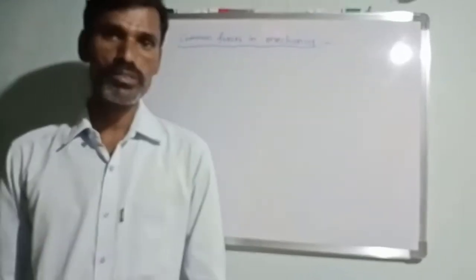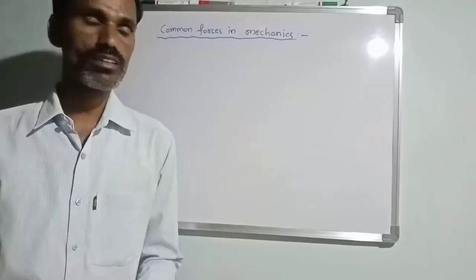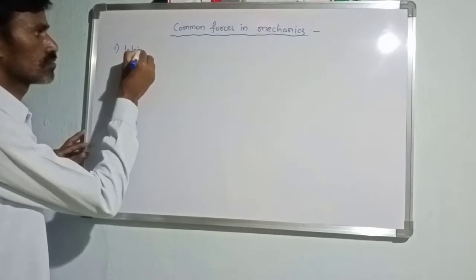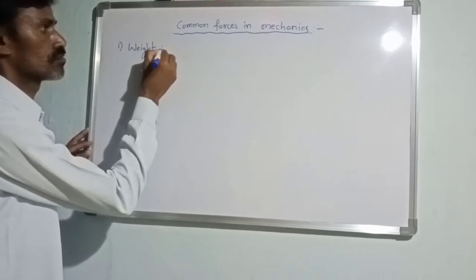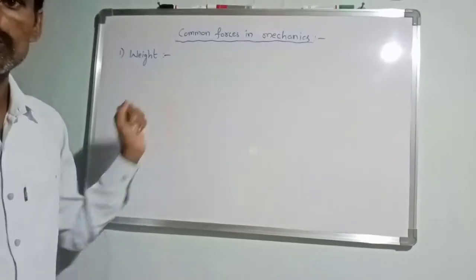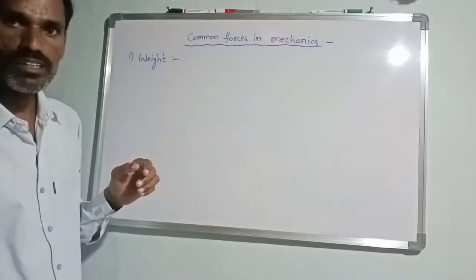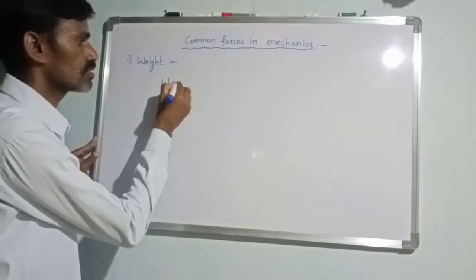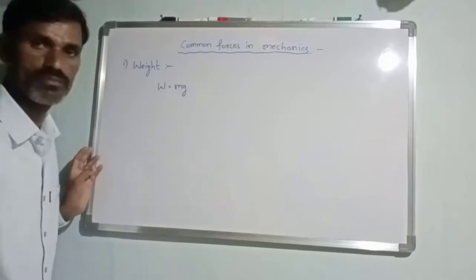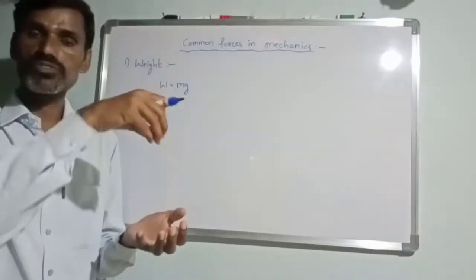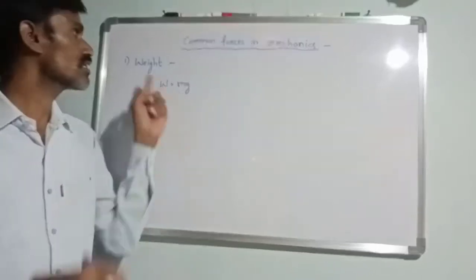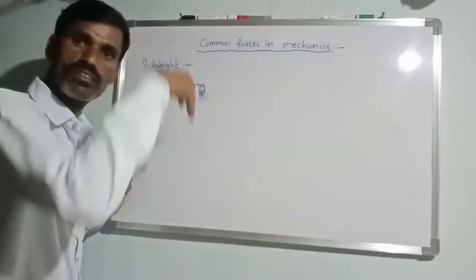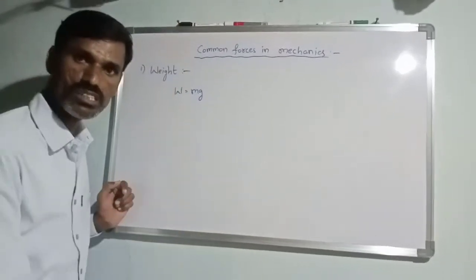Okay, the common forces that we discuss in mechanics: the first one is weight. What is weight? Weight is the attraction of the earth's gravitational force. Weight is equal to mg. The gravitational force of attraction on an object is taken as the weight. The direction of weight is always downwards, that is, always towards the earth's center.